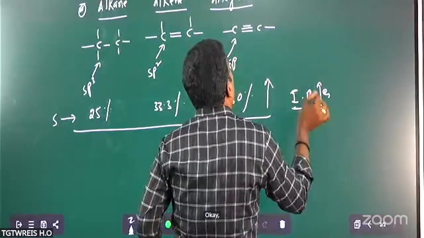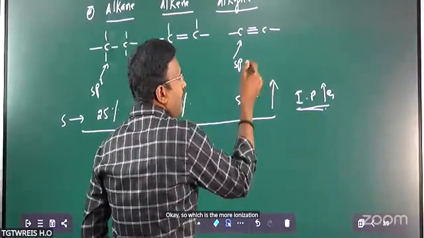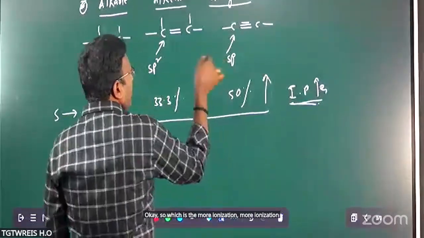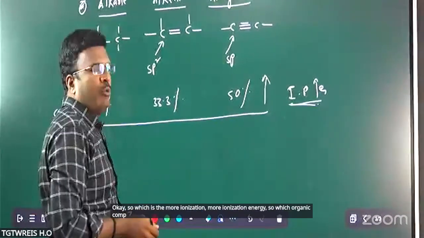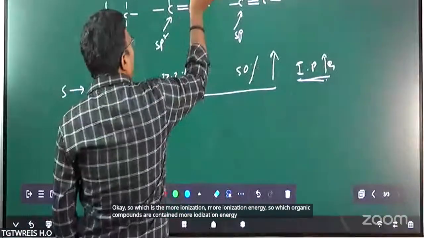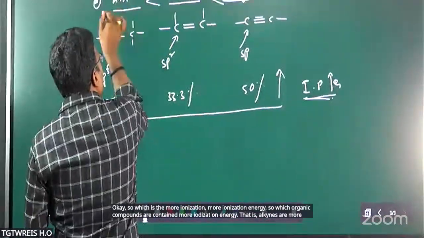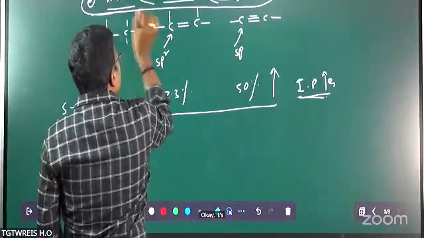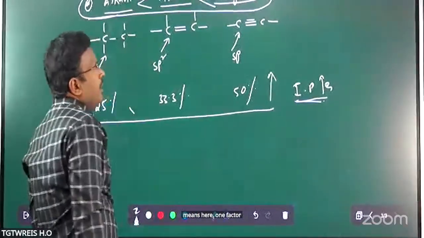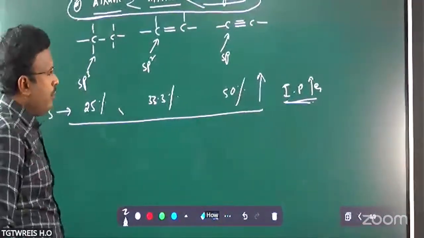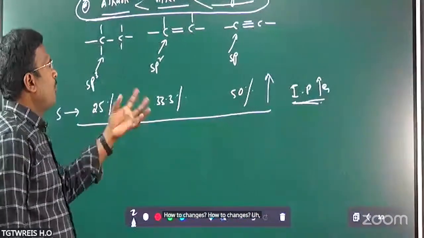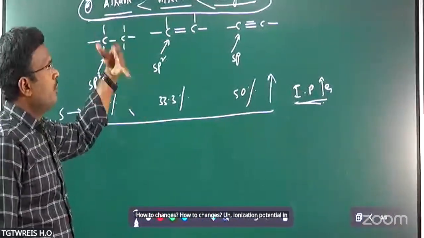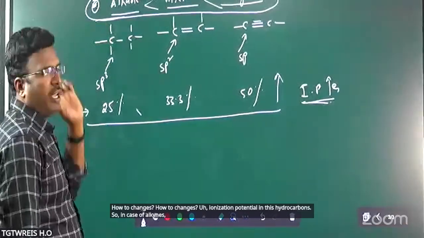Okay, so which has more ionization energy? So which organic compounds contain more ionization energy? That is, alkynes are greater than the alkenes and alkanes. Very important. Means here one factor is there. How does the ionization potential change in these hydrocarbons? So in case of alkynes, alkenes, alkanes.